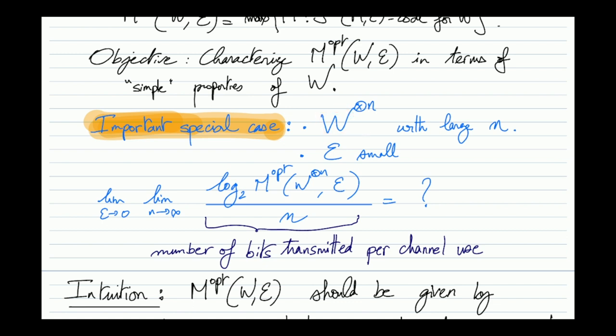Channels that are of the form of some basic channel. Think of it as a small channel, for example, from a bit to a bit, and I take n tensor powers of it. So I, for example, consider the binary symmetric channel, and I take n independent copies of it, and I think of n as very large. We'll take the limit as n goes to infinity, and I fix epsilon to be a small constant.